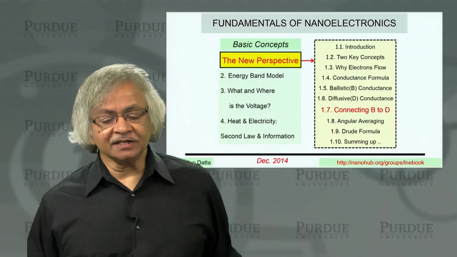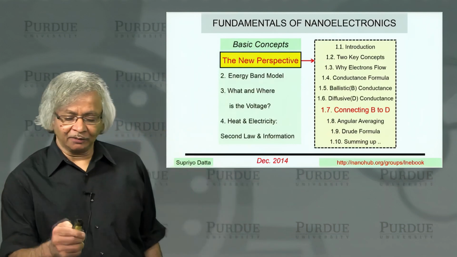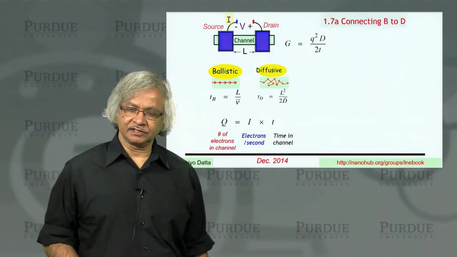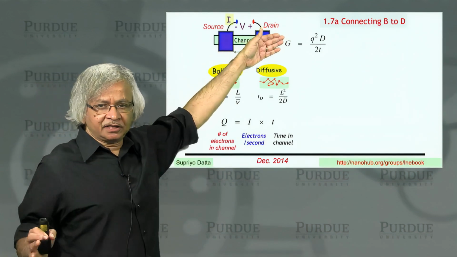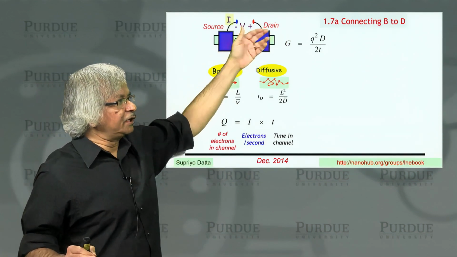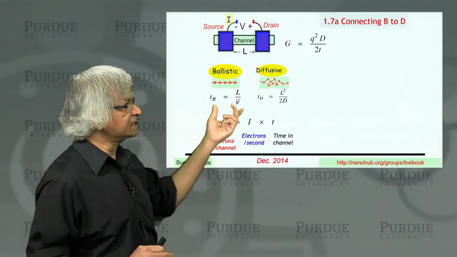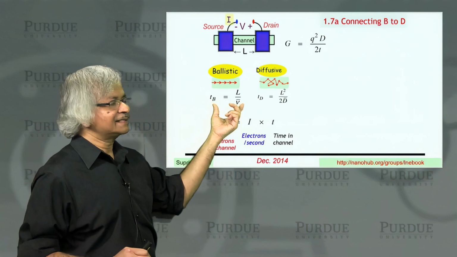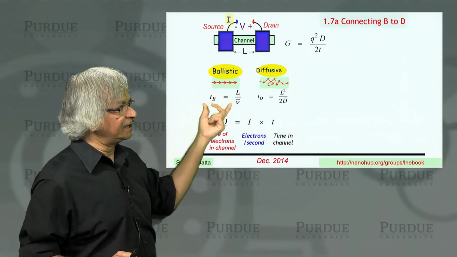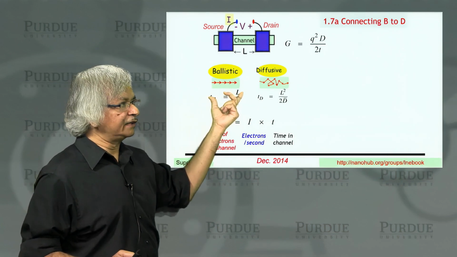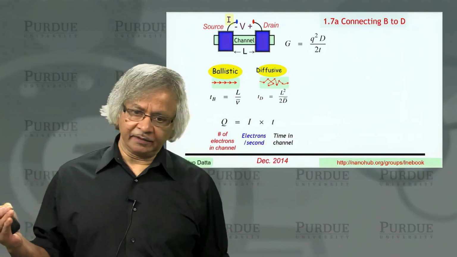And our objective is to connect up this ballistic and diffusive conductance that we talked about in the last two lectures. So what we had shown was that starting from our general expression for conductance, you can obtain an expression for the ballistic conductance or this diffusive conductance by using this expression for the time. The basic difference is that in the ballistic limit, the time is proportional to the length. In the diffusive limit, the time is proportional to length squared.